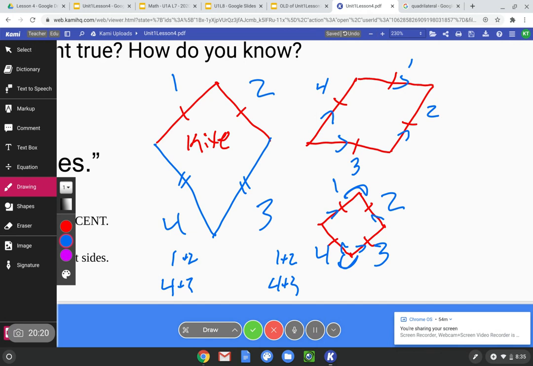So this kite fits the rule for a rhombus. Excuse me. This, do not write that down. It's been a long day and it is only 7 a.m., y'all.